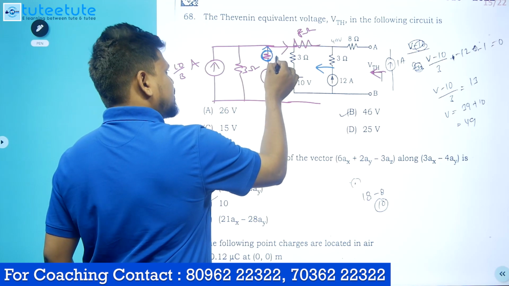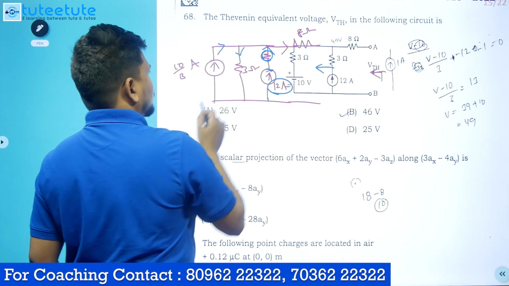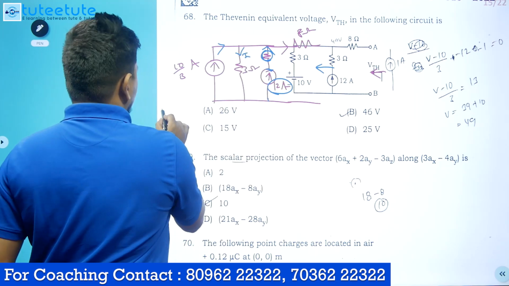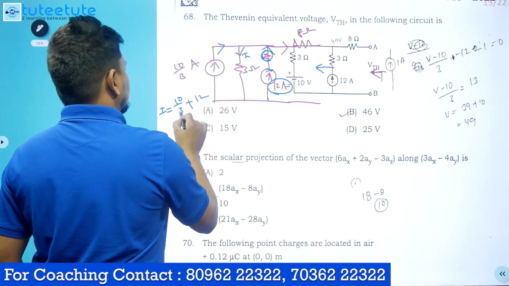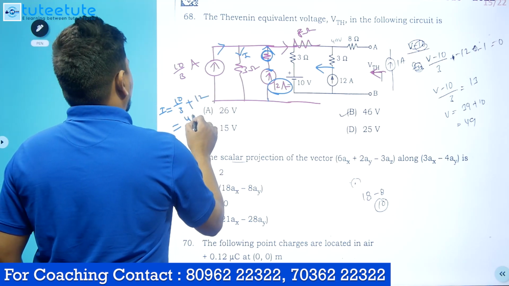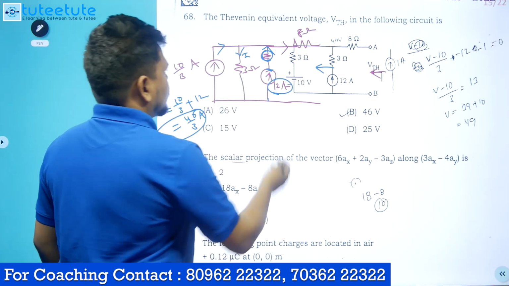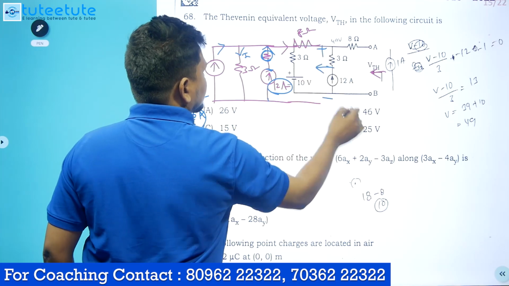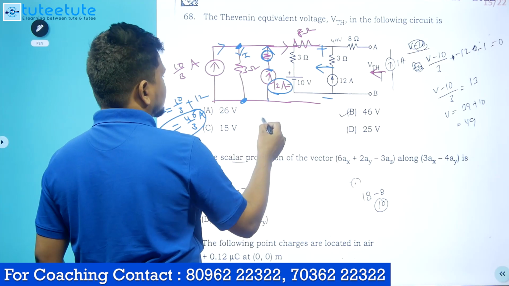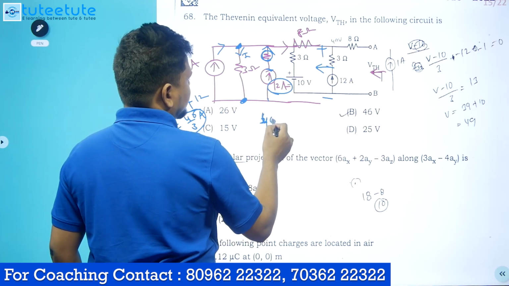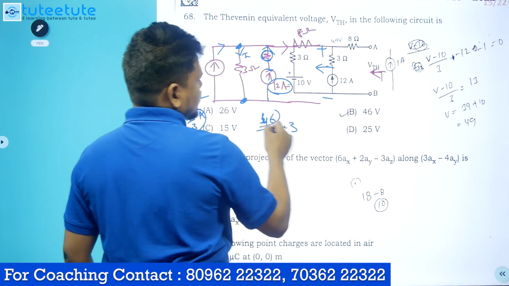That means 12 amperes will be coming, and here 10/3 amperes is coming, so the total current will flow in this. The current I is nothing but 10/3 plus 12, which is 36 plus 10, 46 divided by 3. That is the current in this 3 ohms resistance. Now we want the voltage VTH between these two terminals only. The voltage is 46 divided by 3 into 3, current into resistance. So you will get 46 volts.